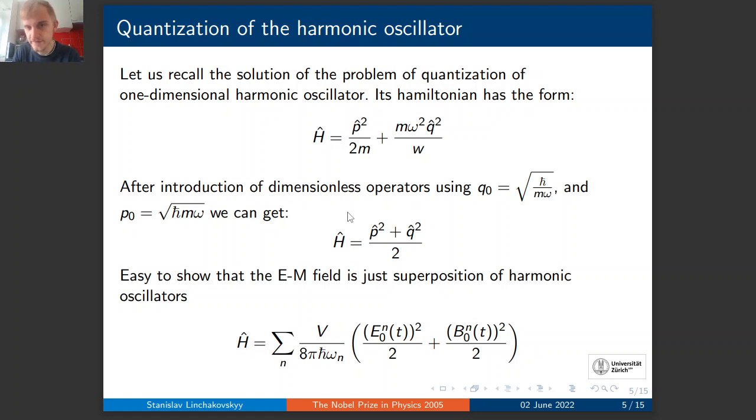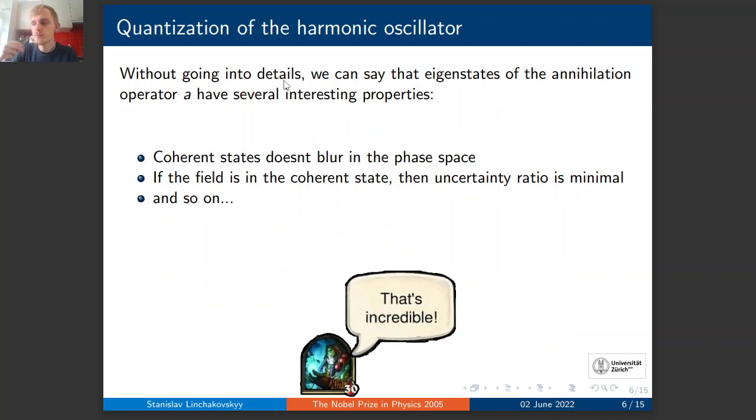It's not hard to understand that if the energies of the harmonic oscillator are quantized, then the energies of the electromagnetic field are also quantized, and that's why we can talk about quantization of the electromagnetic field. If you remember from the quantum mechanics course, we can rewrite the Hamiltonian of the harmonic oscillator using annihilation and creation operators, and the eigenstates of the annihilation operator are called coherent states or Glauber states. They have many interesting properties, and the most important, I think, is that the coherent state doesn't blur in phase space, and if the field is in a coherent state, then the uncertainty ratio is minimal.